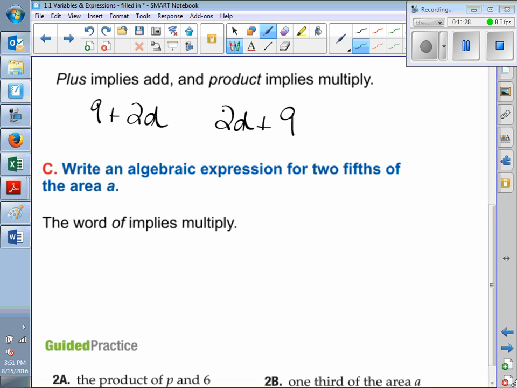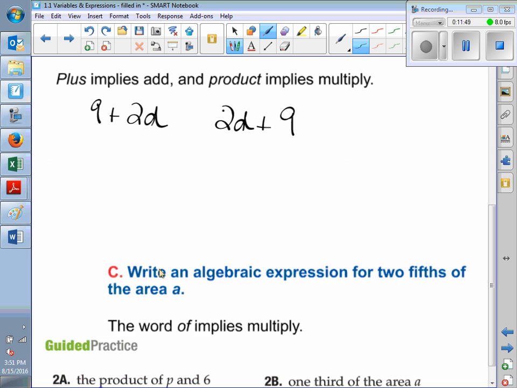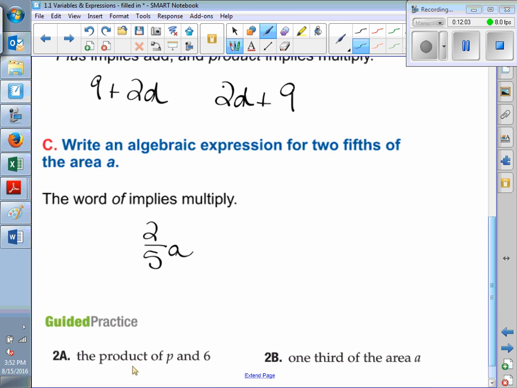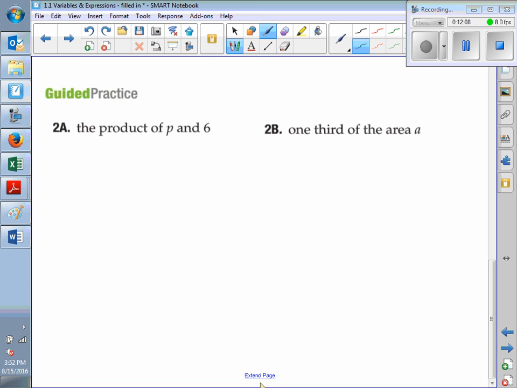Write an algebraic expression for 2/5 of the area A. And again, we just talked about this. Of here means multiply. And we're going to multiply the area A times 2/5. So this would simply be 2/5 times the area A. Right? All right. Good. So I would like for you to take a couple of minutes to do those.